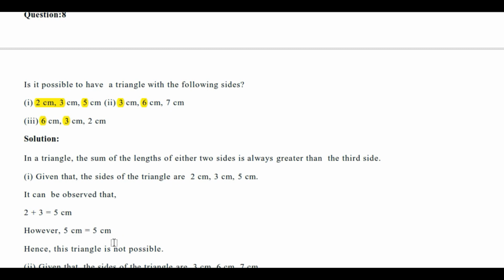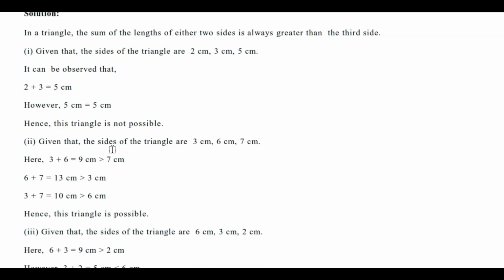Okay, now see the second. Given that the sides of a triangle are 3, 6, 7, so 3 plus 6 equals 9, which is greater than 7. In the second condition, 6 plus 7, which is greater than 3. In the third, 3 plus 7 is 10, which is greater than 6 centimeter. Yes or no? So in all the conditions, the third side is lesser than the sum. And that's why it is possible.